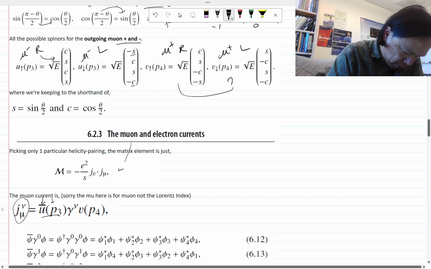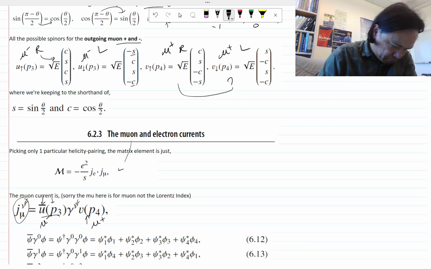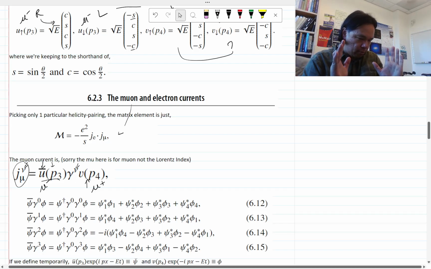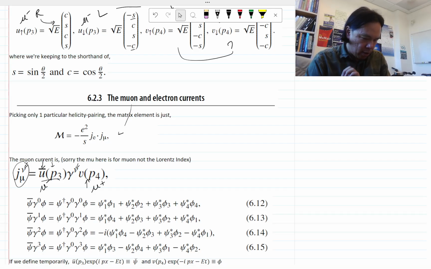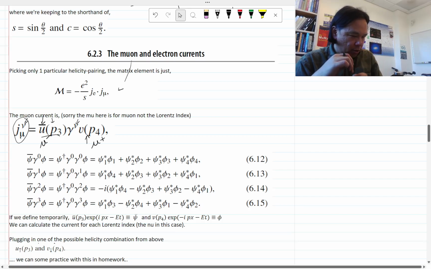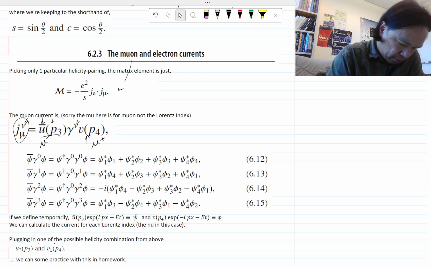You have this gamma nu thing. This is the Lorentz index. And then you have the antiparticle, so this is the mu minus, mu plus. So what we're going to do is write these in a way so that we can have a little bit of an easier time dealing with these currents.